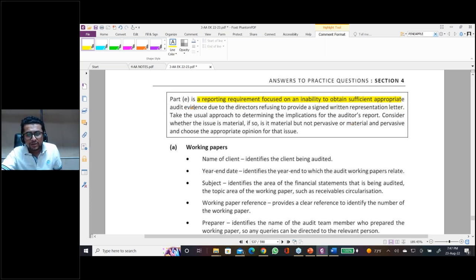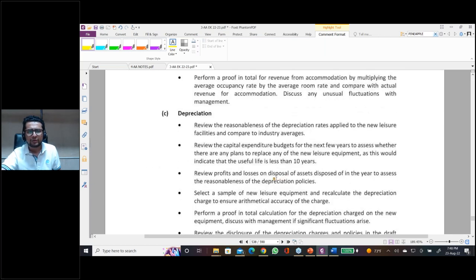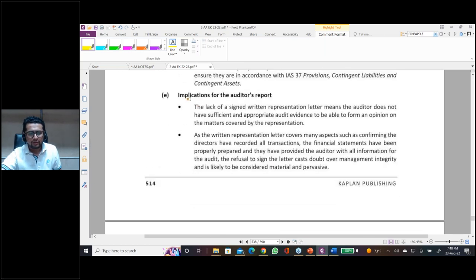So because the directors are refusing, take the usual approach to determining the implications. A, have a discussion. B, discuss the materiality. C, check if it is material or pervasive. So the answer approach would be the same. Implications for the audit report. Now you can read it yourself. The lack of a signed written representation letter means the auditor does not have the evidence he wants.